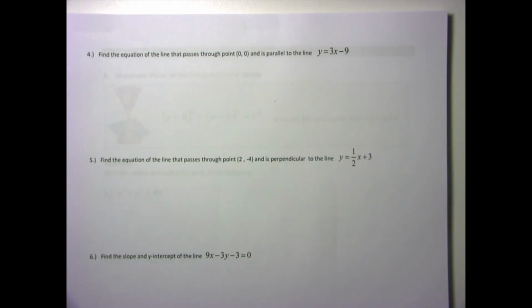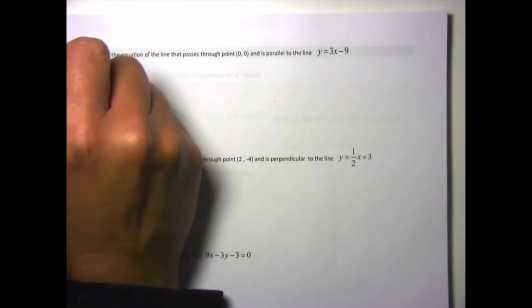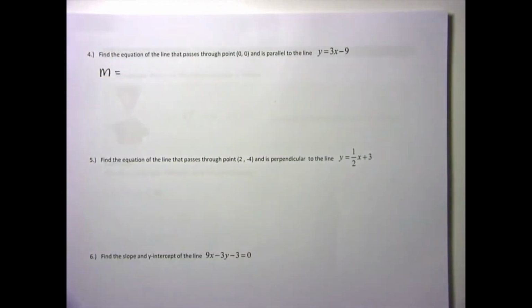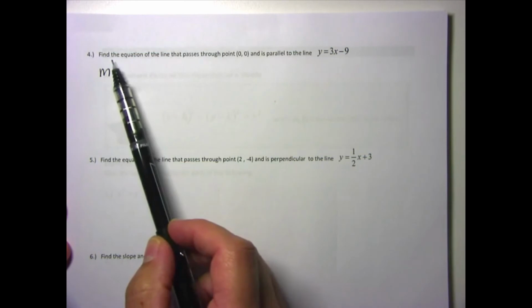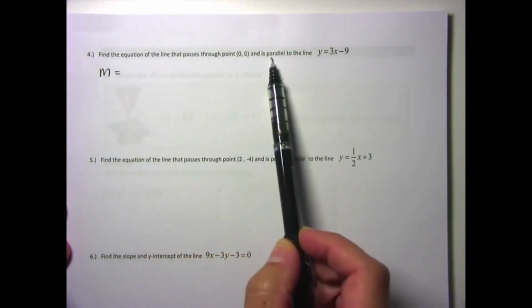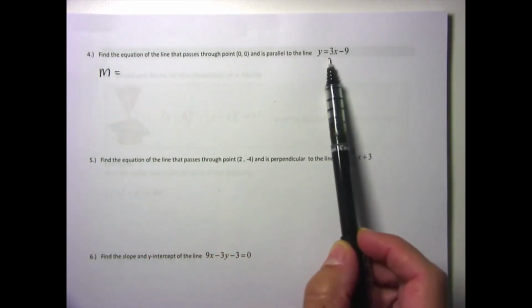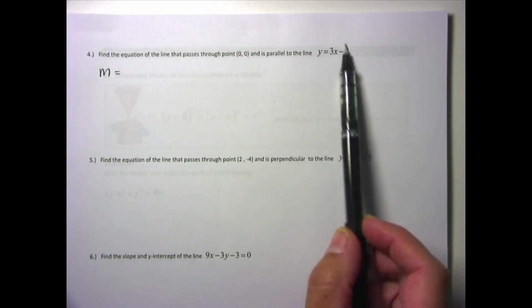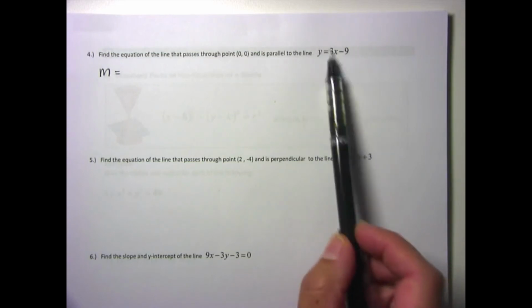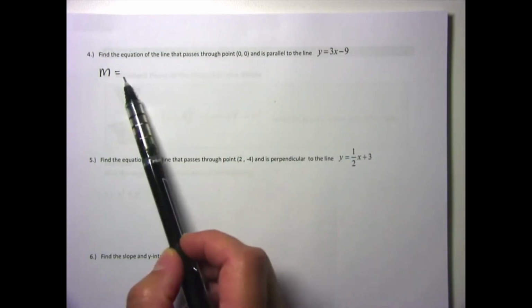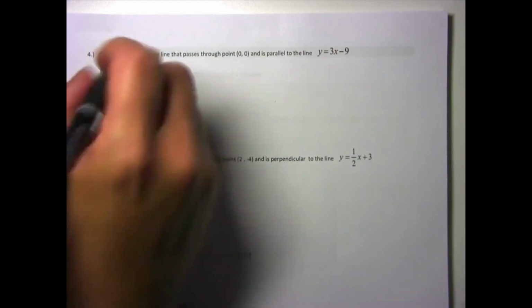All right, so the slope here is equal to, we are told that we want to find the equation of a line that is parallel to the line y equals 3x minus 9. What is the slope for this line right here? 3. So the slope for my line is also going to be equal to 3, right?